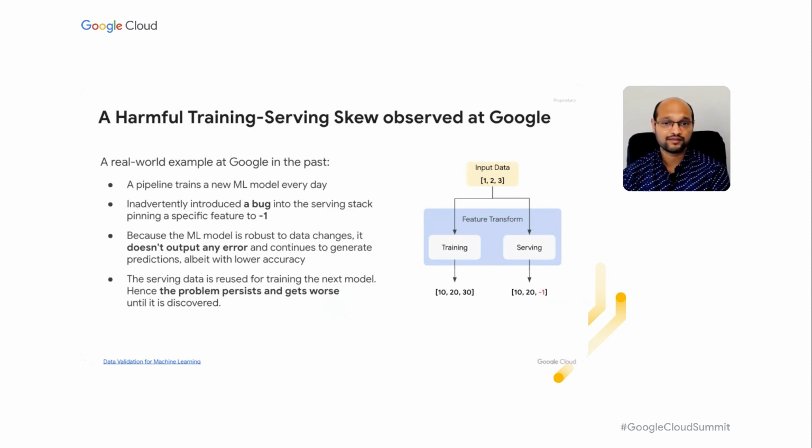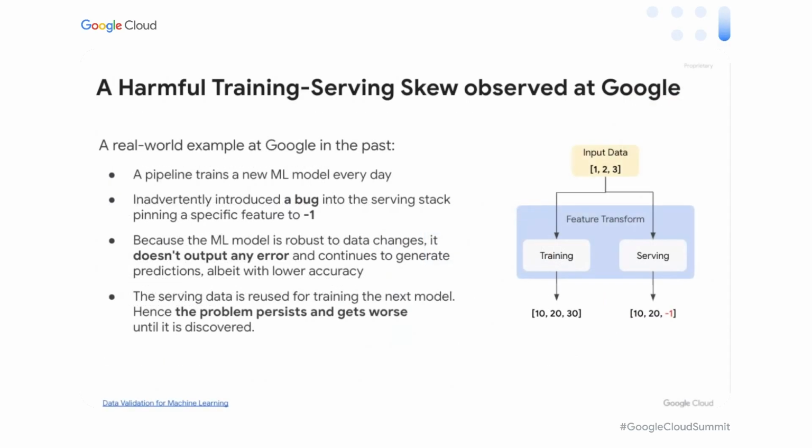We deployed a pipeline that trained a new ML model every day. A bug got accidentally introduced in the serving stack, transforming a specific feature to a default value. Unlike other software systems, a machine learning model is resilient to data changes and did not output any error. It generated prediction responses with lower accuracy scores. Since the serving data is fed back to the training loop to train the next version of the model, the problem persisted and got worse until it was discovered.